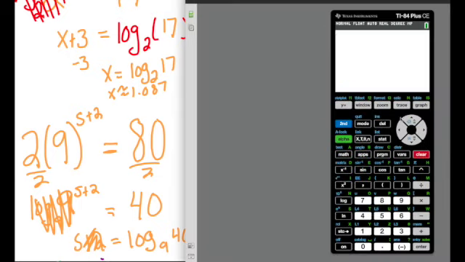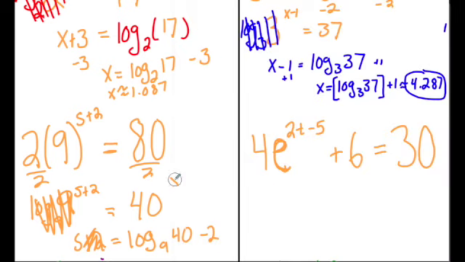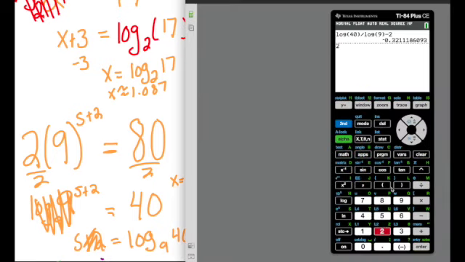So we'll come to our calculator. We'll do the log of 40 divided by the log of 9 minus 2. And we get negative 0.321. Okay, and let's try to plug that in to verify it. So we're going to do 2 times 9 in parentheses, and then don't forget to add the 2. You can see we get 80.02, so that's going to check out.